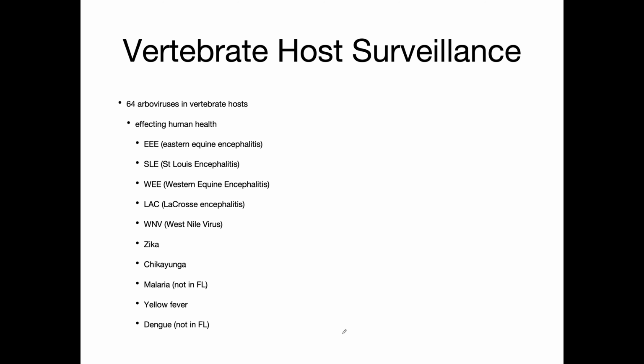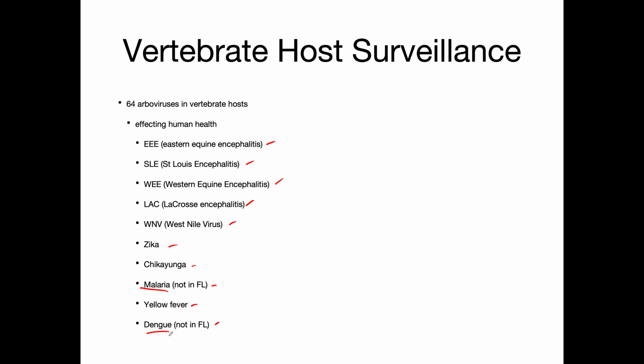So let's talk a little bit about a few of the diseases that we surveil. There are 64 different arboviruses found in vertebrate hosts, and all of them have some kind of effect on human health. And all of these viruses that are listed here are all transmitted by mosquitoes. So we have Eastern equine encephalitis, St. Louis encephalitis, Western equine encephalitis, La Crosse virus, West Nile virus, Zika, chikungunya, malaria, yellow fever, and dengue. Yellow fever is now in Florida.